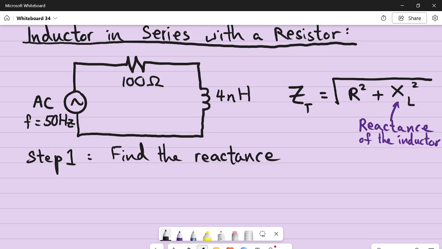So find the reactance XL first. Look at the formula sheets. What's the inductive reactance? XL. What does XL equal to? XL equals 2 pi FL. Exactly. No reciprocal. Just 2 pi FL. Easy. No more 1 divided by.